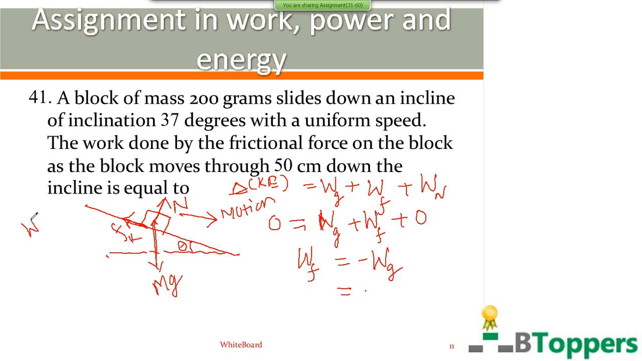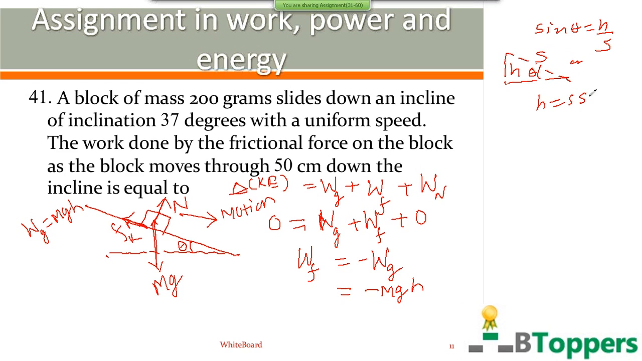So work done by the gravitational force of the block, when the block falls through a vertical height h, is given by mgh. So work done by the frictional force of the block, you can write minus mgh. If s is the magnitude of the displacement of the block along the inclined plane, and h is the corresponding vertical height through which the block falls as it slides down the incline, and theta is the angle of inclination of the inclined plane, then you can write sin theta equal to h by s, or h can be written as s into sin theta.